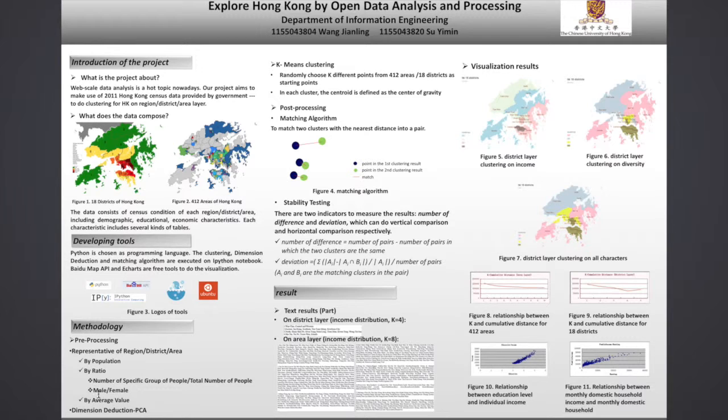And we also use the average value, which we can calculate from our raw data, and then put it into the vector to represent the district and area. Because there are many different characteristics for each region, district, or area, the vector we get is in really high dimension. Before we do the k-means clustering, we need to define the k.